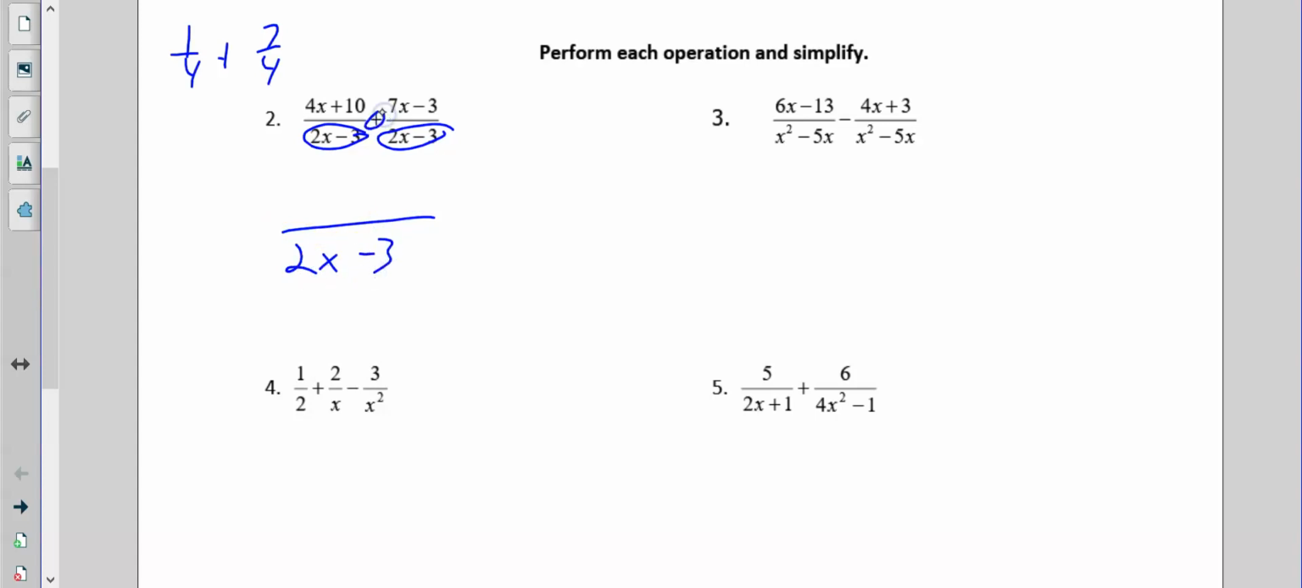And since this is a plus sign, we're just joining like terms. 4x plus 7x, 11x. 10 minus 3 is 7, and we're finished. That's it. Okay.